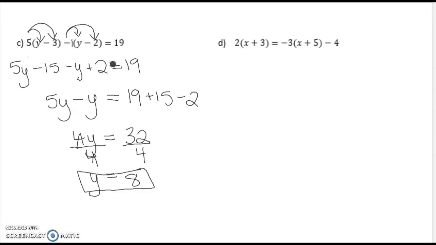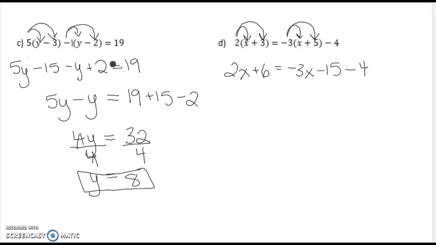Okay, so let's tackle the next one. So we're going to multiply everything in the bracket by the 2 out in front. So 2 times x gives me 2x. 2 times 3 gives me positive 6. Then I have my equal sign. And now I need to expand the next one. We'll multiply everything by the -3. So -3 times x is -3x. -3 times 5 gives me -15. And then I still have my -4 outside.